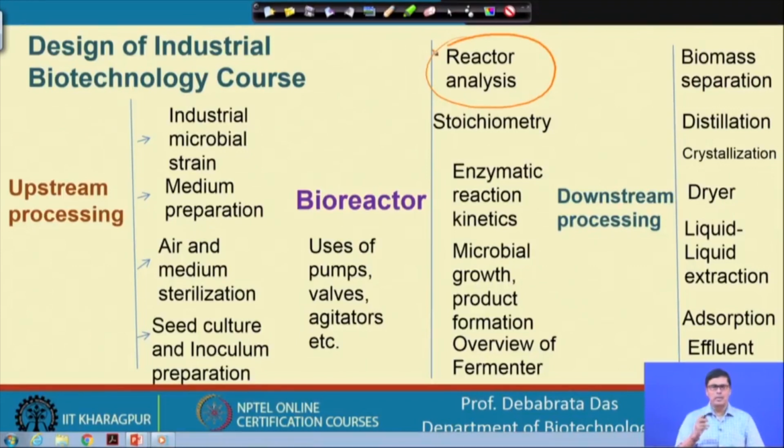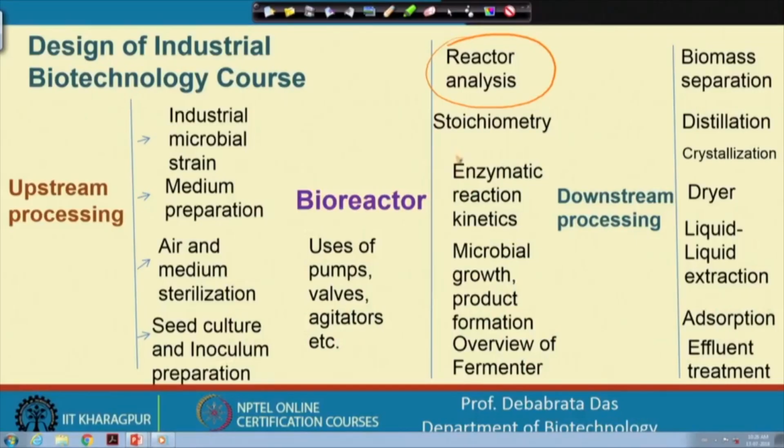Then when the reaction takes place in the reactor, the rate of reaction, the kinetics of the reaction, plays a very important role, as this is required for the scaling up of the process. Then we have to find out the stoichiometry of the process. In a bioprocess this is very important. The stoichiometry basically gives us the information about the maximum yield of product formation that will take place.